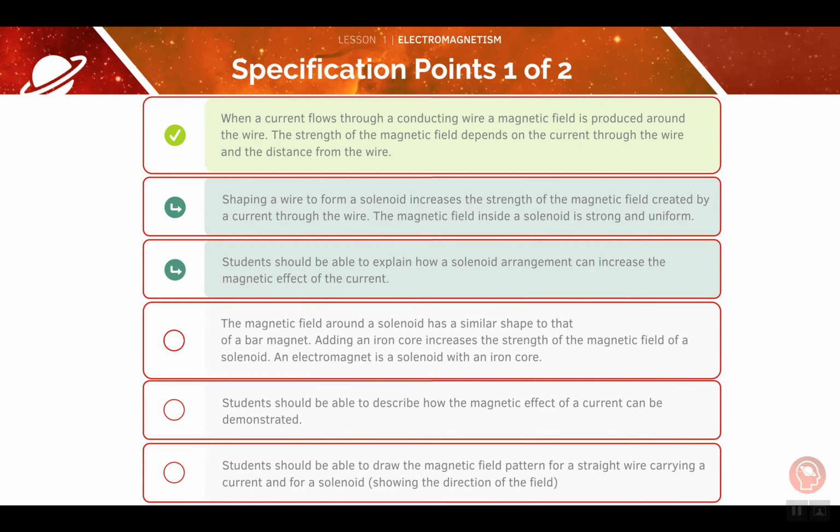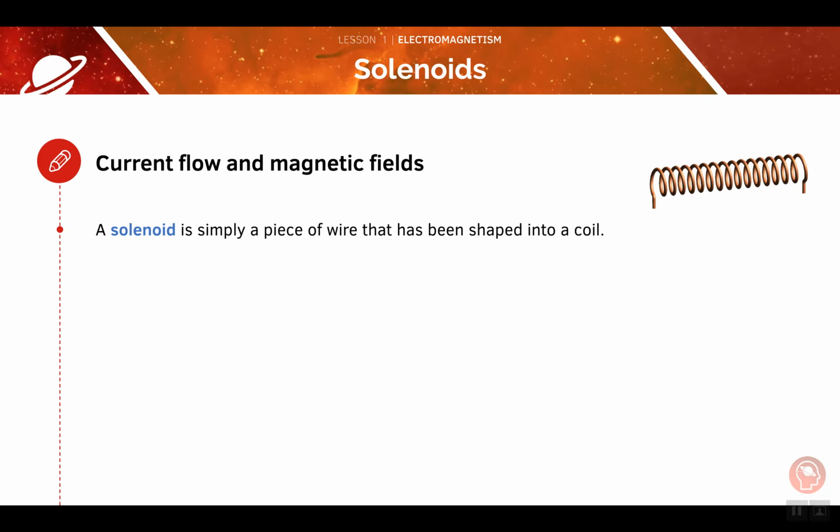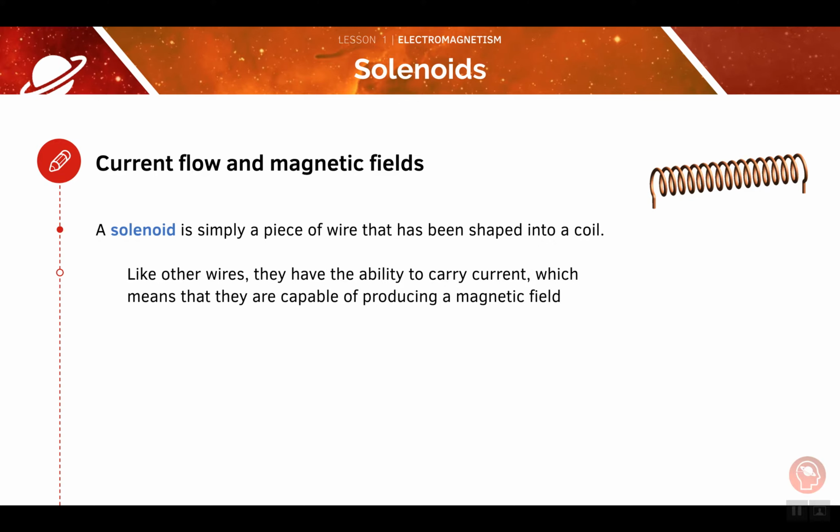Now let's look at solenoids and magnetic effects. A solenoid is simply a piece of wire that has been shaped into a coil, as shown in the diagram. Like other wires, they are able to carry current, which means that they can also produce magnetic fields.